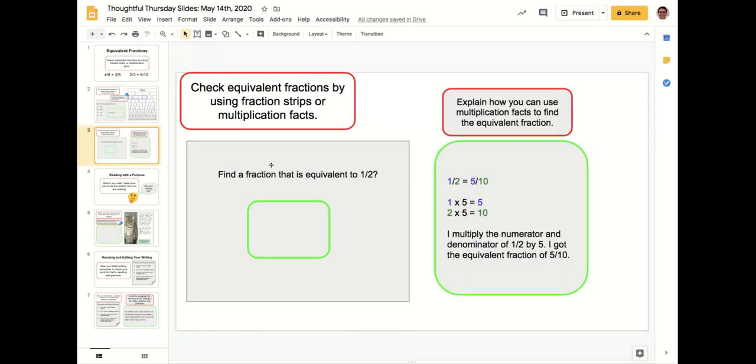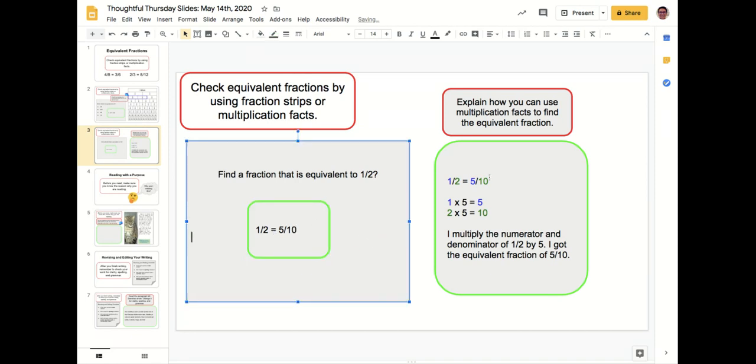Find a fraction that is equivalent to 1/2. So my job is to find a fraction that's equivalent to 1/2. I can use multiplication facts to find the equivalent fraction. So here's the work that I did. I found that 1/2 is equal to 5/10.